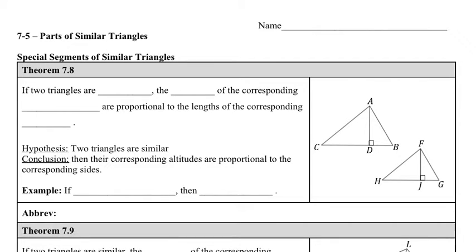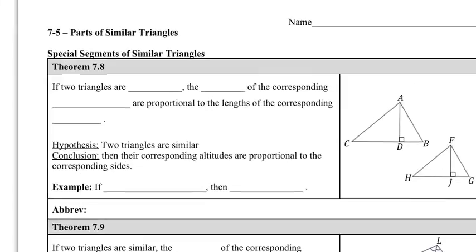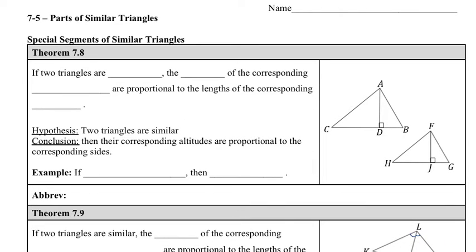Hey guys, this is 7-5, parts of similar triangles. We are going to learn about the special segments that exist in a triangle and how they relate to each other when you have two similar triangles. So the first one, Theorem 7.8, and all these go together. These theorems, 7.8 through 10, are all about special segments of similar triangles.